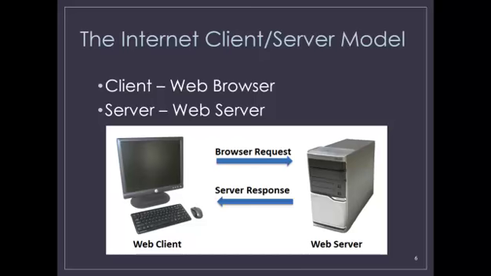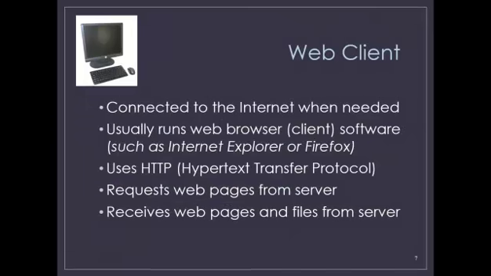Here's just a basic overview of what's happening when we're connecting to the internet or the World Wide Web. You have two components. One is called the client, and that's going to be your web browser on your personal computer or whatever device you're using to access it, and the server, which is what we call the web server. As you can see, the information goes from your browser to request information from the server, and then the server responds to this request. The web client is connected to the internet when needed, and it usually runs what we call a client configuration, which is your web browser software.